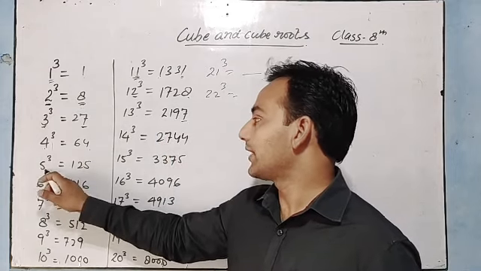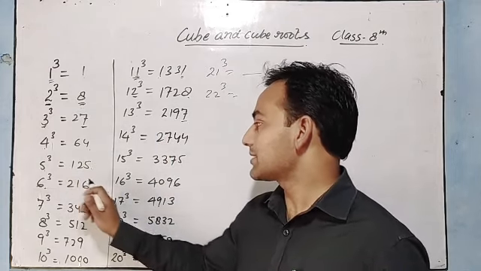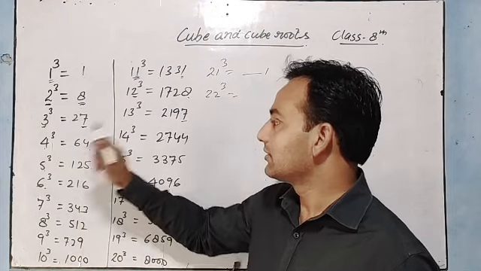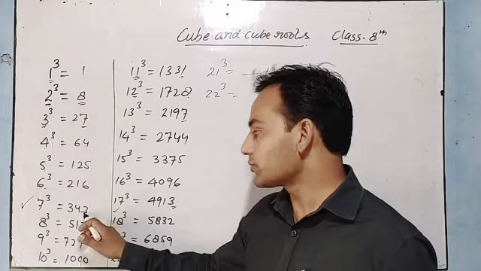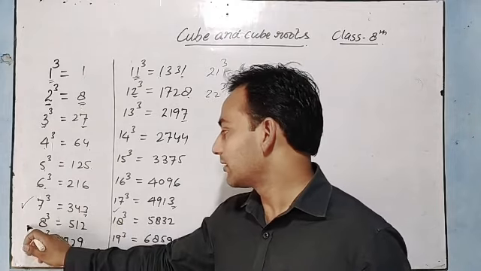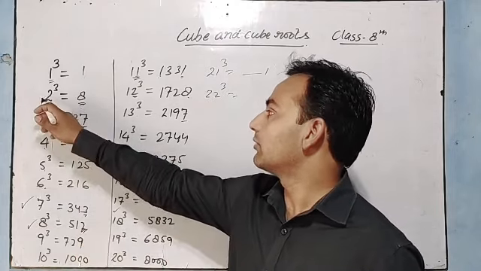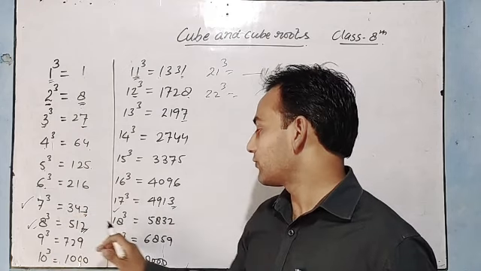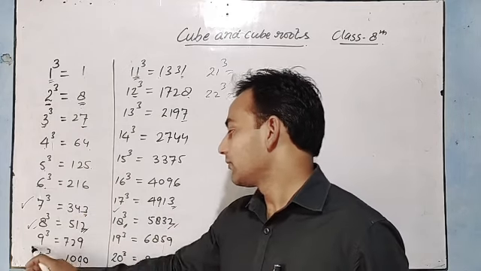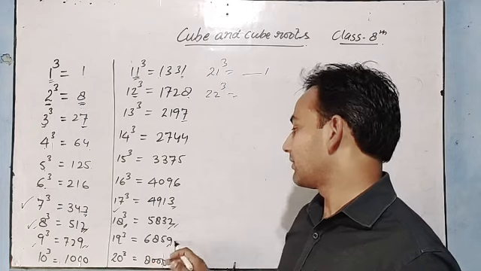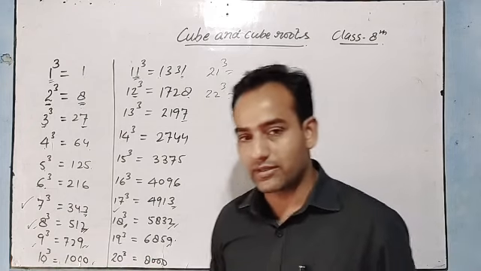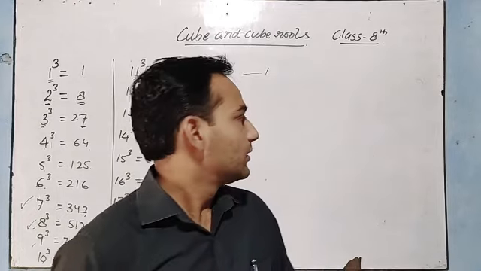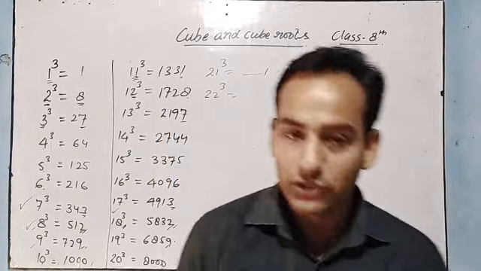4, then 4. 5, then 5. 6, then 6. 7, then 3. See, if unit digit is 7, then the cube's unit digit will be 3. Again, for 8 we have 2. For 9 we have 9. Okay. And for 10, that means 0, we will get the 0 at the unit place. So this is something about cube and cube roots.